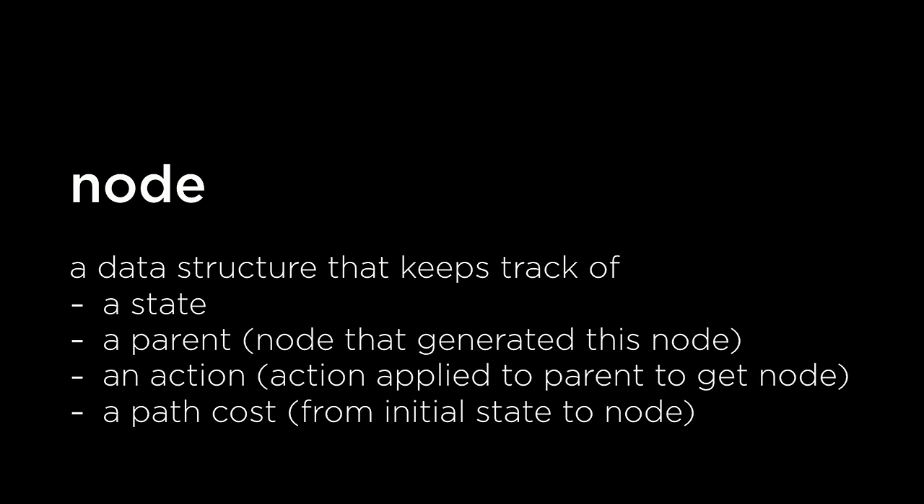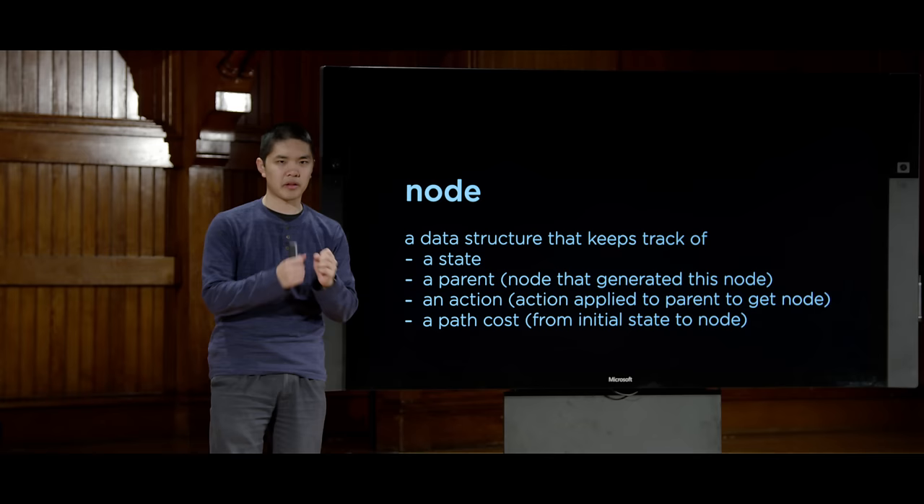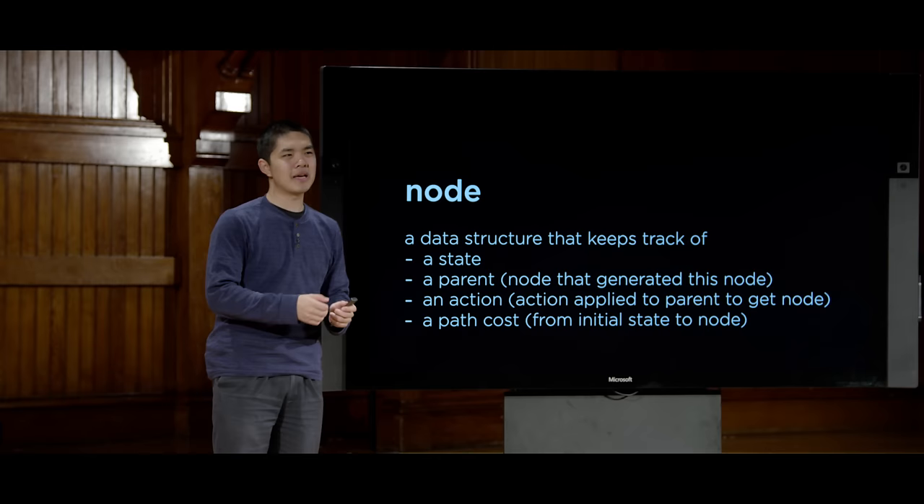And specifically, in the case of a search problem, it's going to keep track of these four values in particular. Every node is going to keep track of a state, the state we're currently on. And every node is also going to keep track of a parent, a parent being the state before us, or the node that we used in order to get to this current state.